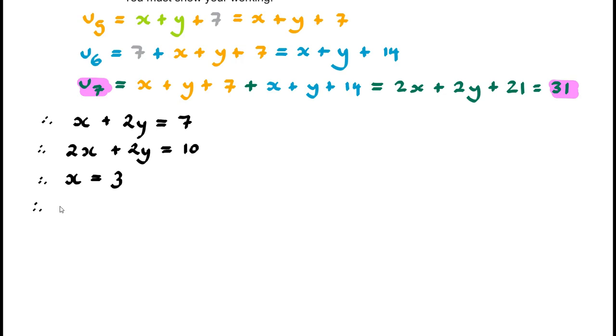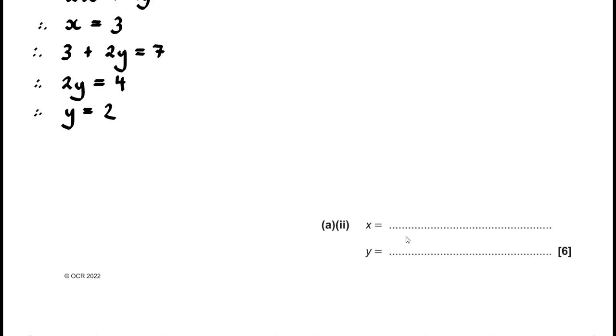So we've got x is 3, and if that's the case, we would have 3 plus 2y equals 7. 2y equals 4. y equals 2. So we have x is 3, y is 2.